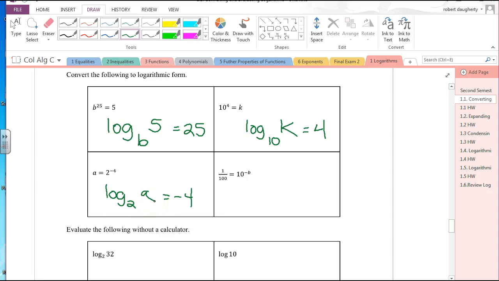What is the base here? Yeah, so this is log base 10. What's the exponent? -b. So I'm going to write -b. And then what else goes here is 1 over 100. Okay? So you just need to be very comfortable converting back and forth between exponent and log form.